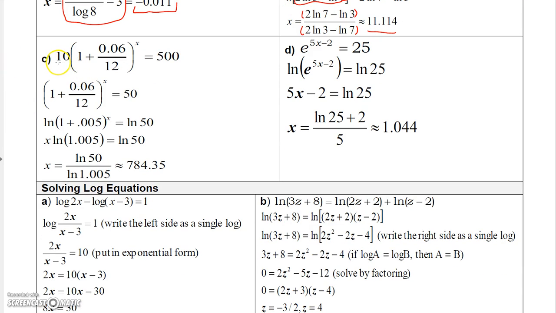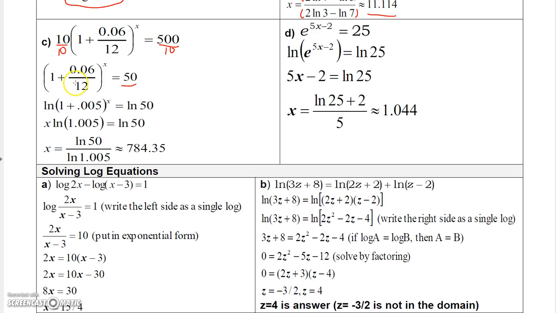This one, the first thing I want to do is divide both sides by 10 so I can isolate the log expression. So divide by 10, and then 500 divided by 10 is 50, and then this divided by 10 just cancels the 10. Now 0.06 over 12 actually is a terminating decimal. It's 0.005. So I am going to take the log of both sides here, but as I do so, I'm going to write this as 0.005.